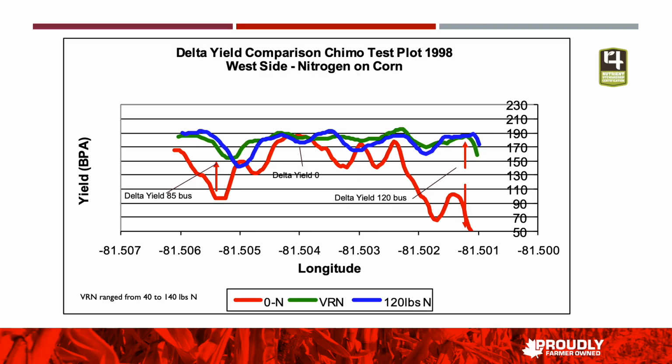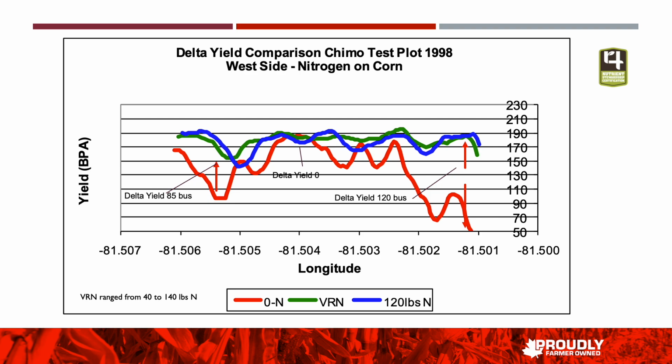So very quickly, look at this graph. We see three lines, the red one being the yield going down the field with zero nitrogen. Then the green line is the VRN that ranges between 40 to 140 pounds of N. And the dark blue line is a fixed rate of 120 pounds of N. You can see in the middle of the graph, the yields are all the same, whether we used zero nitrogen, 120, or variable rate nitrogen up to 140.